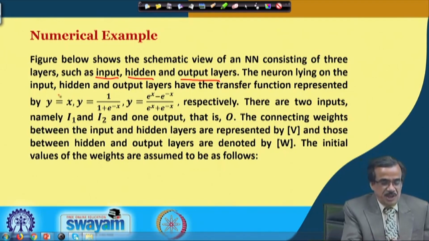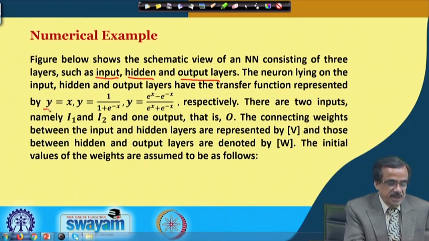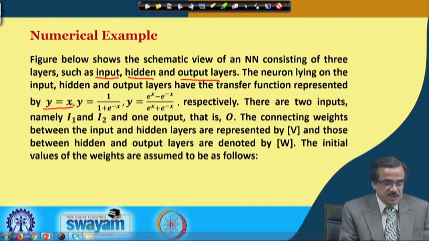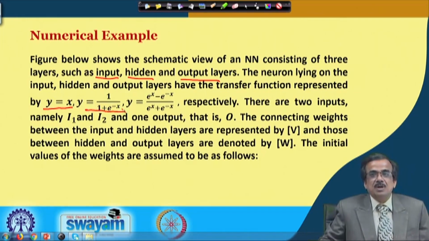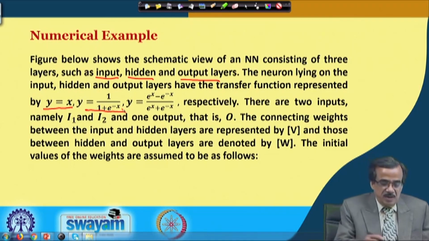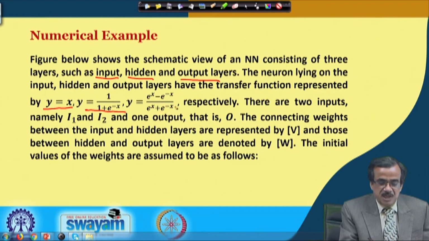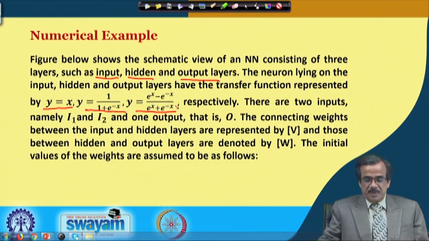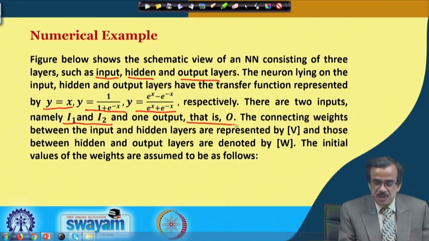The neurons lying on the input, hidden and output layers have transfer functions represented by y equals x on the input layer, that is the linear transfer function; y equals 1 divided by 1 plus e raised to the power minus x, which is the log sigmoid transfer function; and y equals e raised to the power x minus e raised to the power minus x divided by e raised to the power x plus e raised to the power minus x, which is the tan sigmoid transfer function. There are 2 inputs, I1 and I2, and there is only one output, that is O.